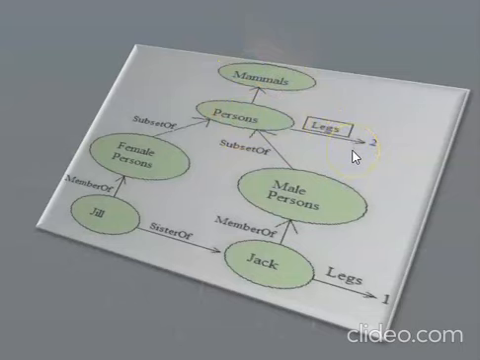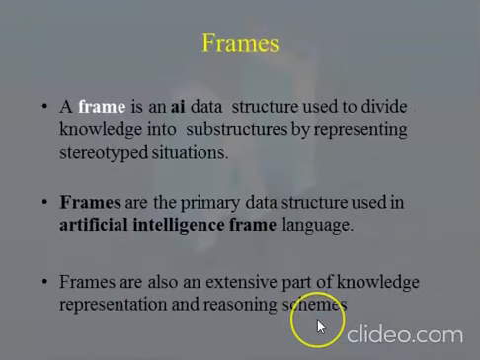Again, persons can be a subset or instance of mammal, and person has two legs. These are all attributes, and these nodes are connected with some relation with other nodes, and these relations are marked with directed arrows or edges, and they are labeled with the kind of relation that they hold between them. So this is the representation of a semantic network.